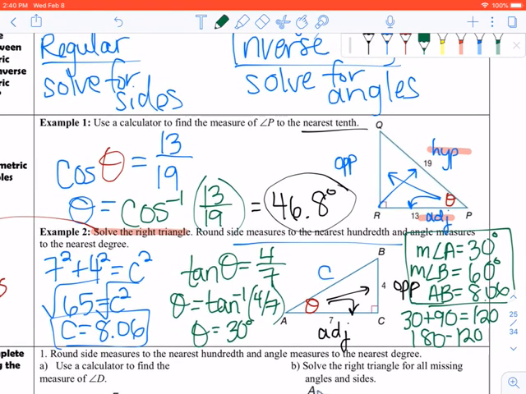Okay, so again, with inverse, you press the second button. We use this when we're solving for angles instead of sides.